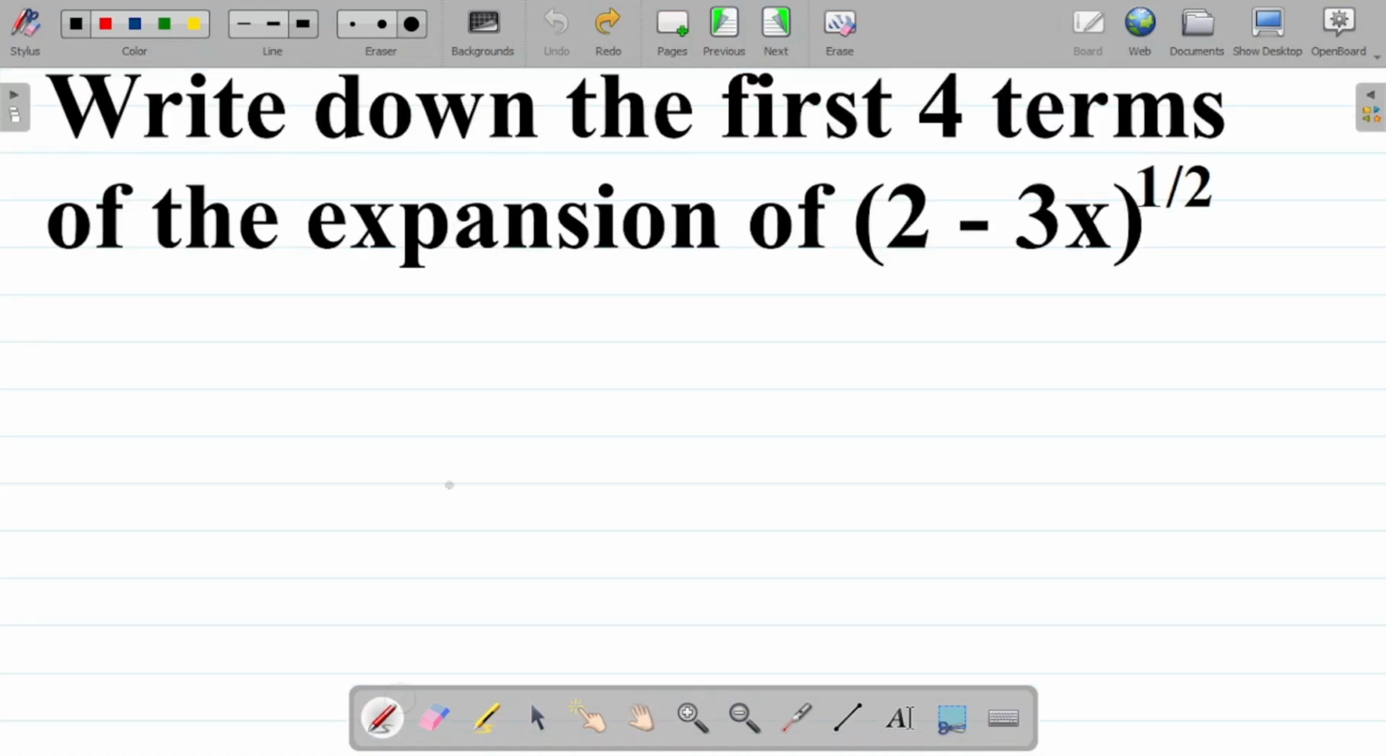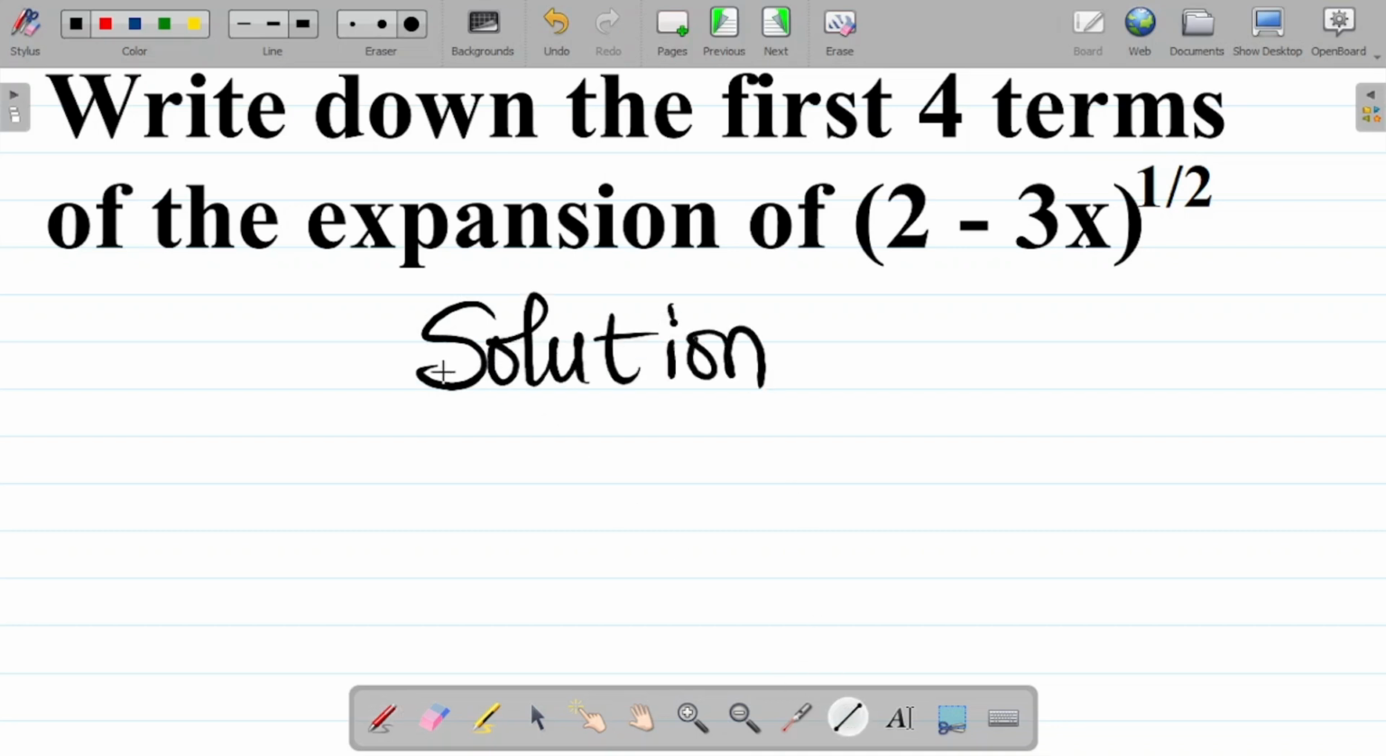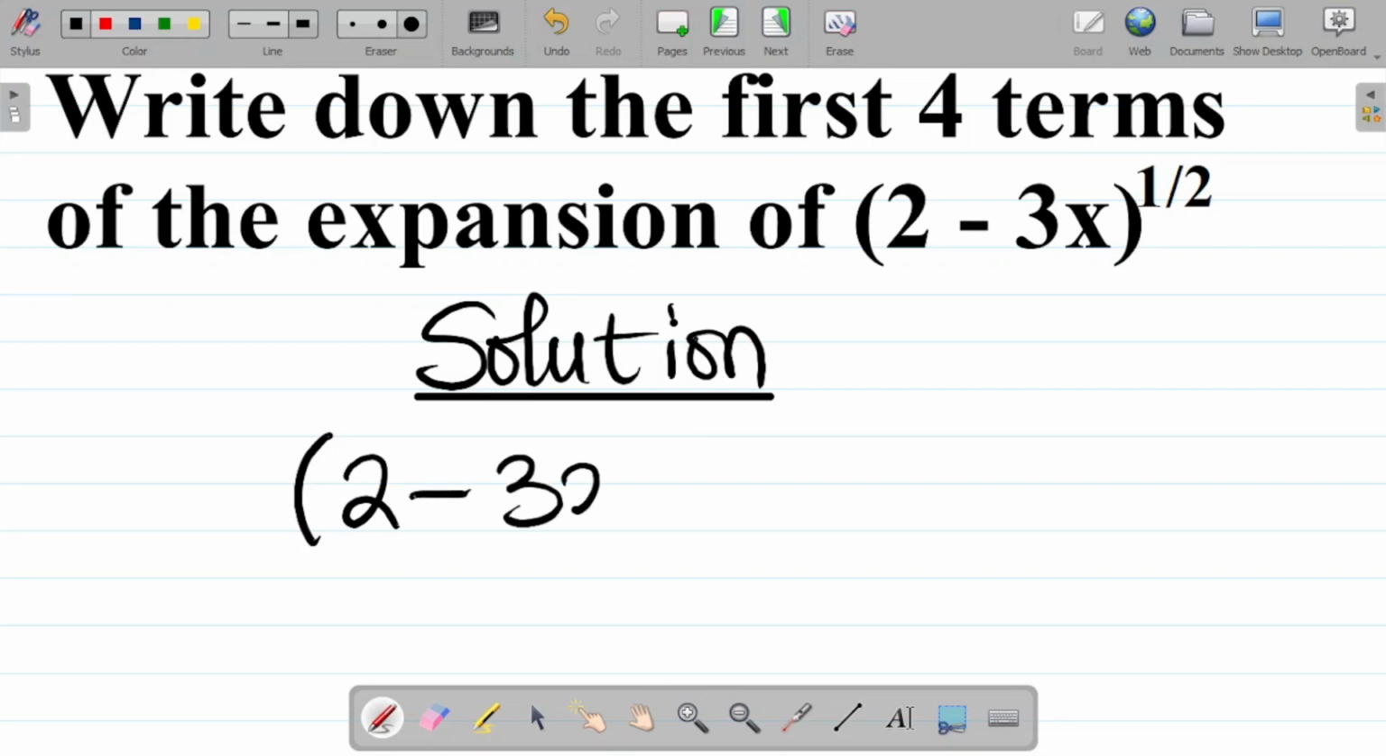Okay, solution. First things first, let's write out our solution. Our first step is to write out the expression. The question here is (2 minus 3x) all to the power 1 over 2.